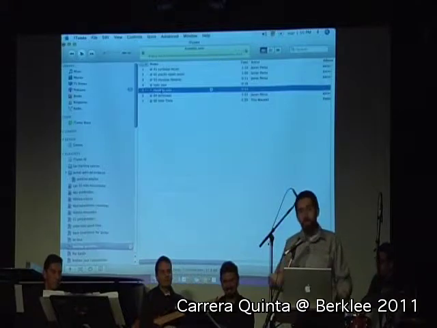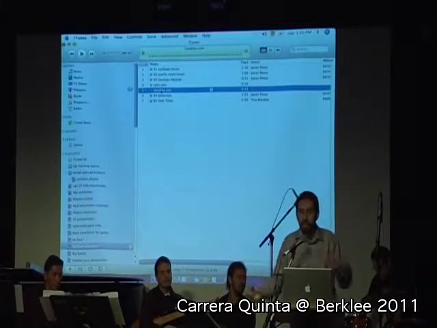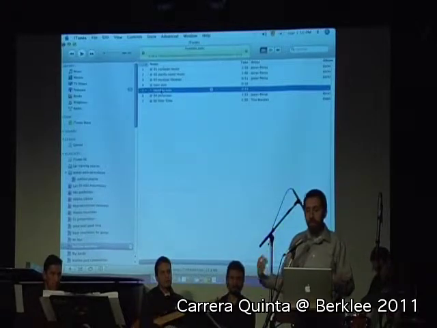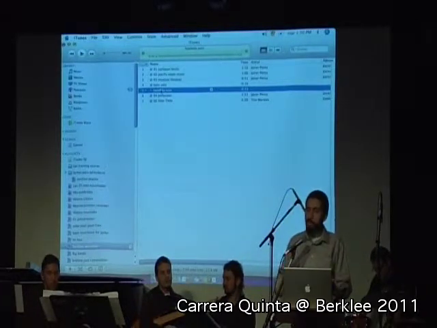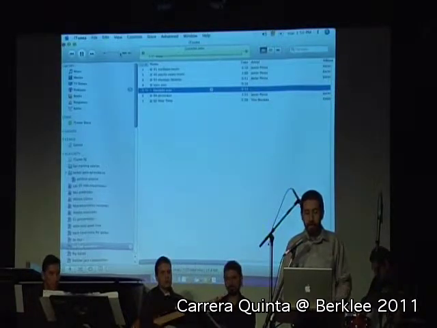So the tiple hits with the right hand, strumming the chords. Depending on which rhythm he's playing, he will play a different pattern in the right hand. And the bandola plays the melody.